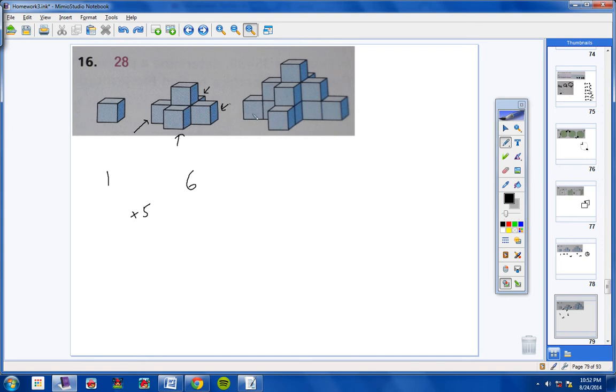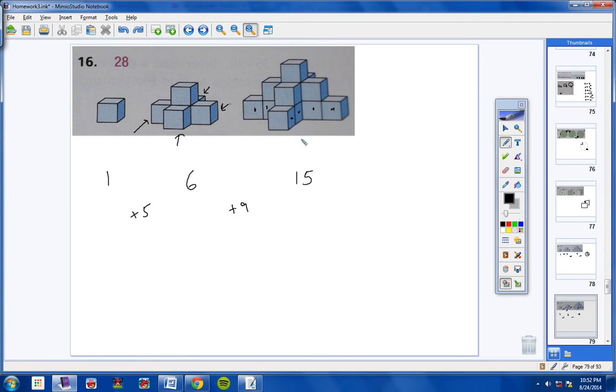Now this one over here was 1, 2, 3, 4, 5, 6, then 2 in the back, 7, 8, and then 1 in the middle, 9, okay? So you added 9 to this row, and so you're going to get 15. All right?